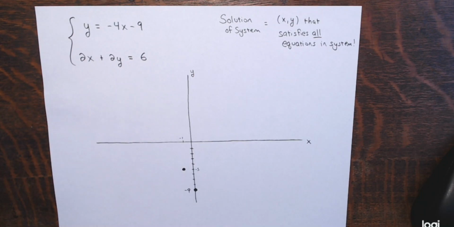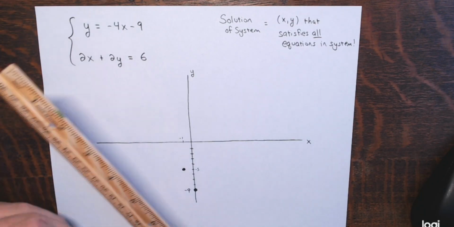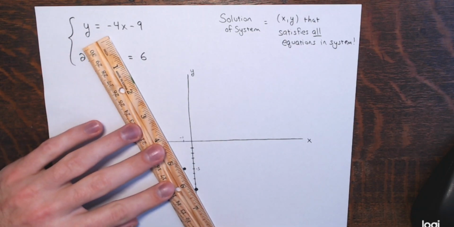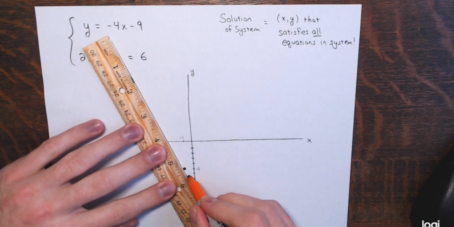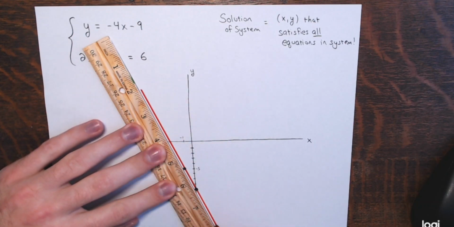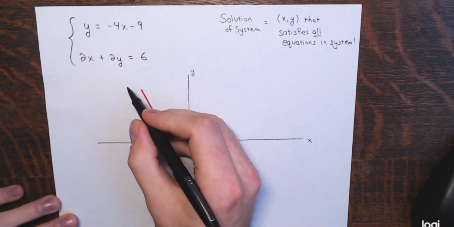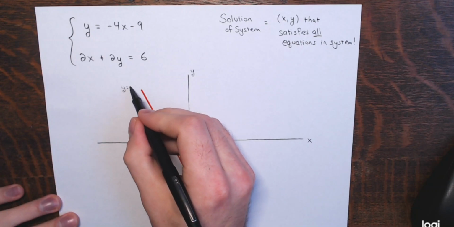Alright, and I'll do this in like an orangish color, or whatever color you're seeing. So there's one line. I'll label it with the equation as well. There's the graph of y equals -4x minus 9.